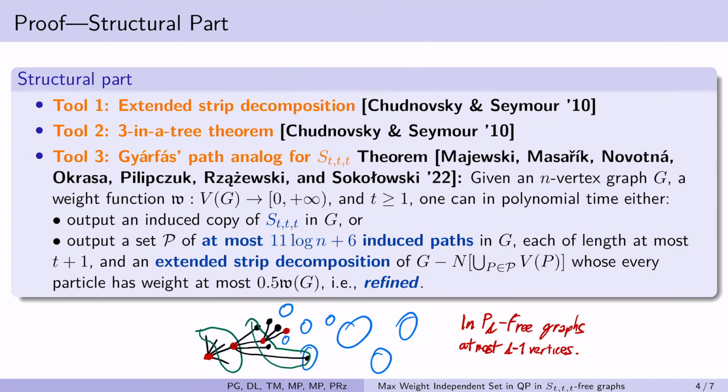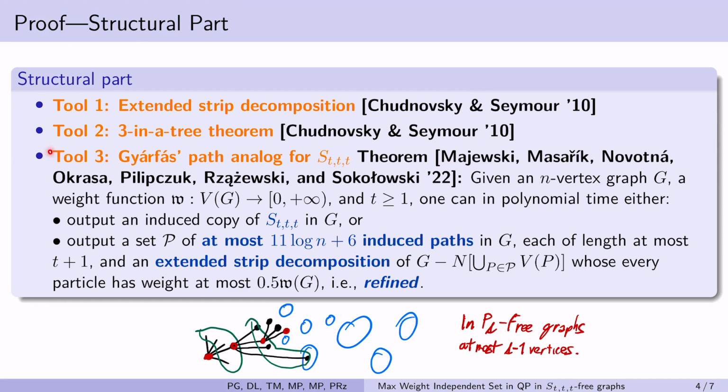And now we can easily observe that this path that we were building is actually an induced path. So if we are in P_t-free graphs, then this path has at most t-1 vertices. This is nice. In our case of STT-free graphs, the whole graph can be a path, so this path can be very long.